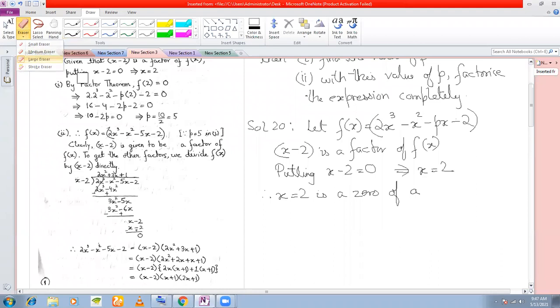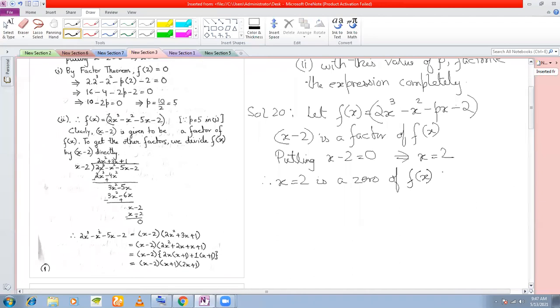fx. Right? This is from the factor theorem. Now, if x is equal to 2 is a factor of fx, that means what can I say? If you put x is equal to 2, it should come to be 0, isn't it? 0. So now what you do, you put x is equal to 2 here.